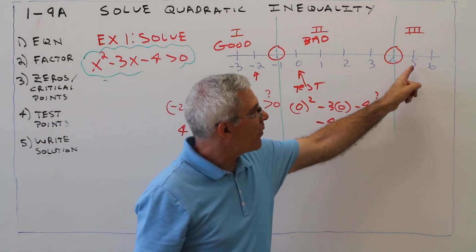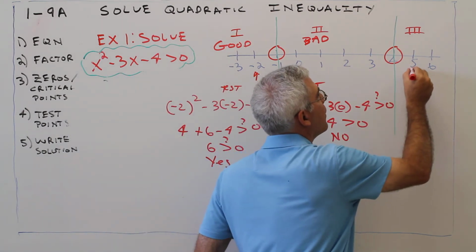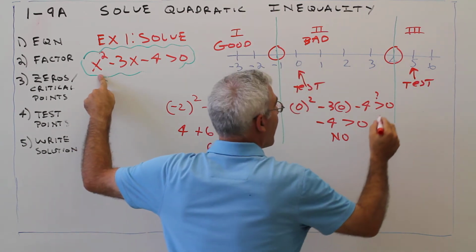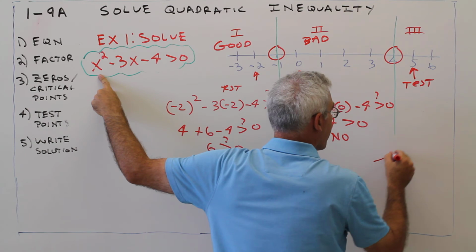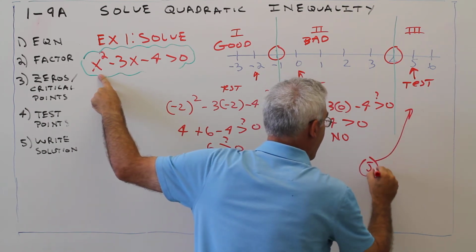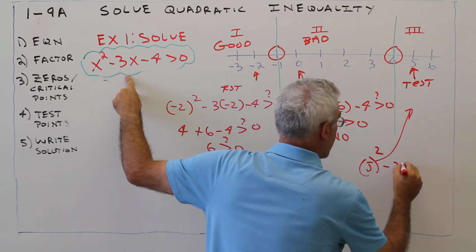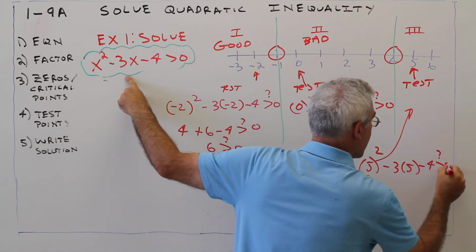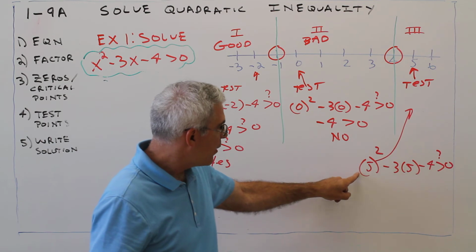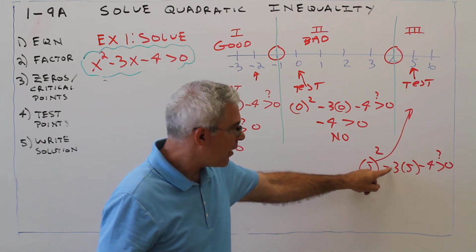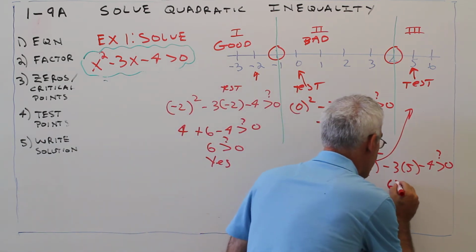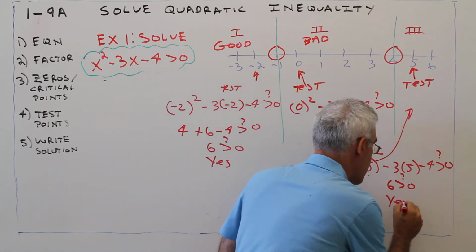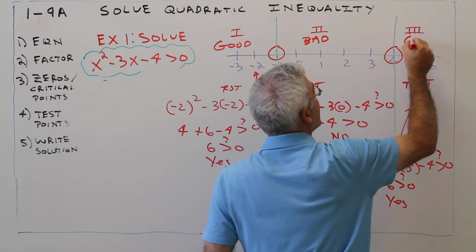Finally, I'll check a point over here. I'll just check 5. Is 5 squared minus 3 times 5 minus 4 greater than 0? 25 minus 15, 10, 10 minus 4. Is 6 greater than 0? Yes. So that means this is a good region.